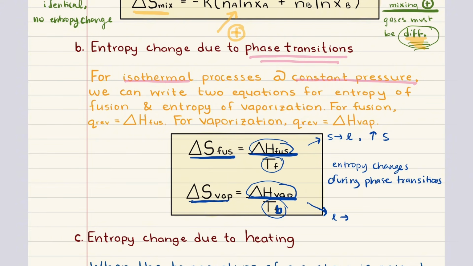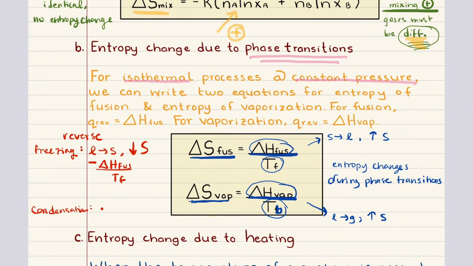It's also worth pointing out that these formulas apply just as well to the reverse processes like freezing and condensation. So take liquid water freezing into ice as an example. In this case, the system gives off heat equal to the enthalpy of fusion, and the entropy change is going to be negative because the molecules become more ordered in the solid lattice. Similarly, when a vapor condenses into a liquid, the system releases the enthalpy of vaporization, and the entropy change is negative delta H vap divided by temperature.